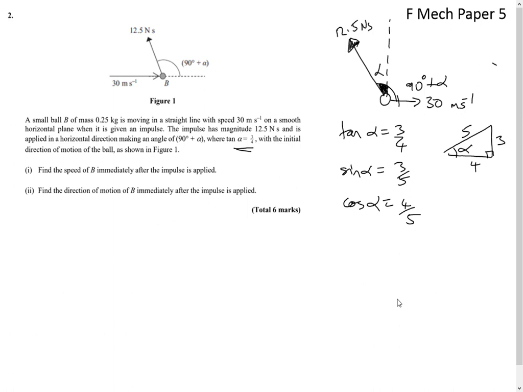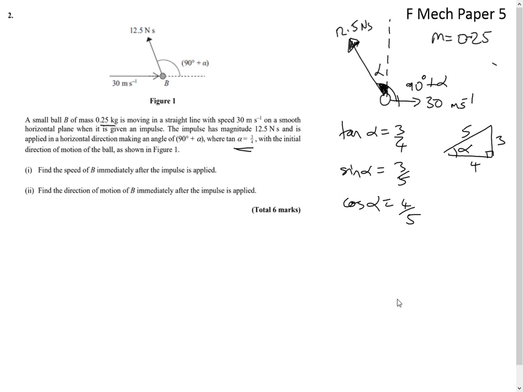Right, we want to find the speed of this particle B immediately after the impulse and its direction of motion. And actually we'll probably find both those things out at the same time. What do we also know? We know the mass is 0.25 kilograms in the question. Okay. Right.